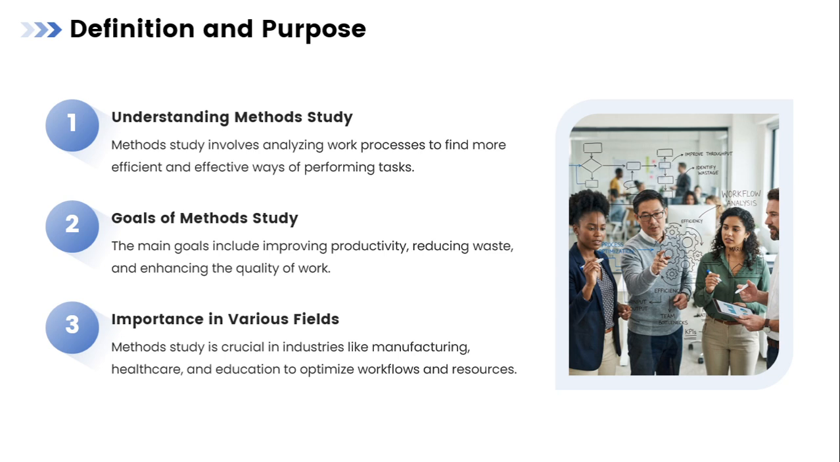The main goals include improving productivity, reducing waste, and enhancing the quality of work. It means method study is used to achieve goals related to activities when we are processing something in a manufacturing industry. There you have to give more importance to productivity, reducing the waste material generated during the production of the product, and enhancing the quality of that product during the particular process.